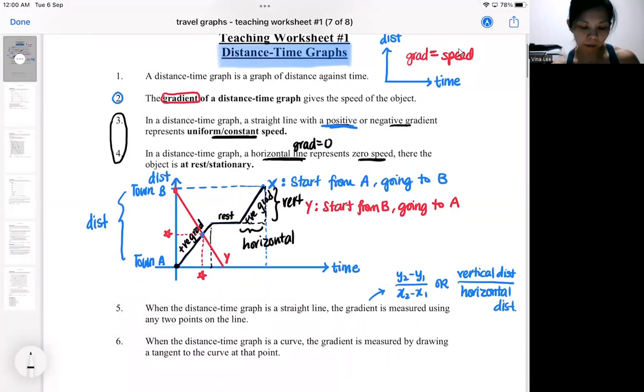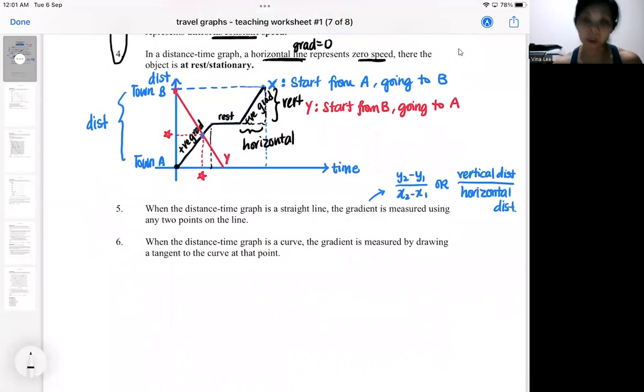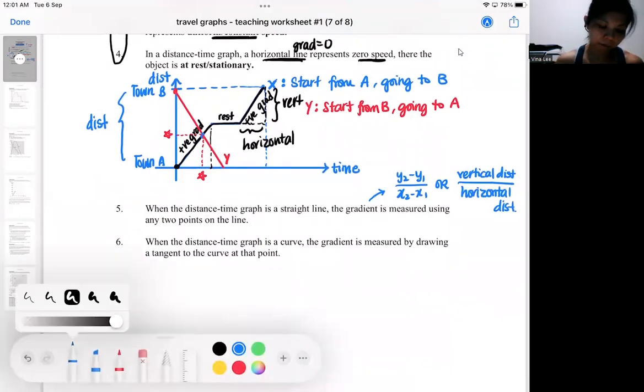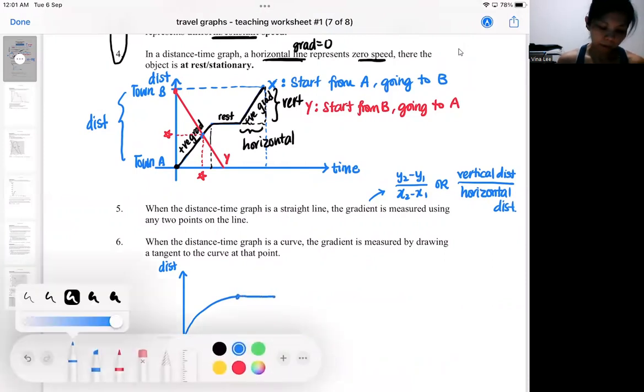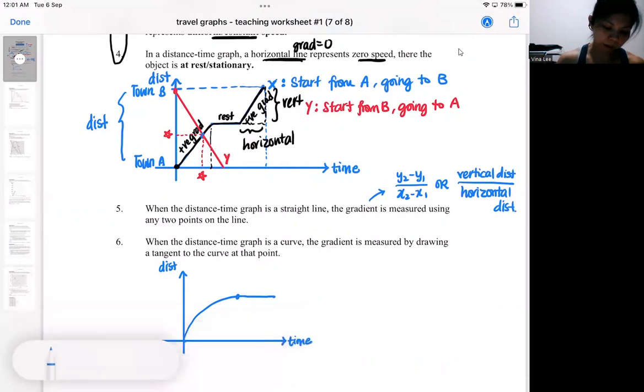But sometimes our distance time graph may not be a straight line. It can be a curve. So in this situation, if I have a curve, how do I measure the gradient? If I have a curve like this, can you see this part here is a curve? And let's say I'd like to find the speed at 5.